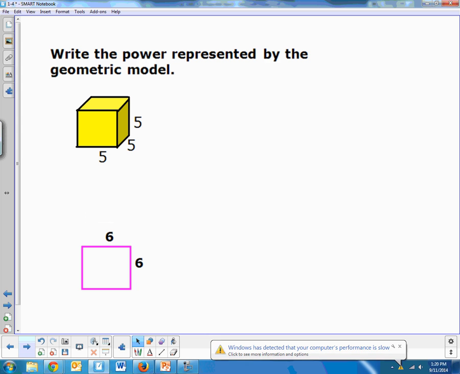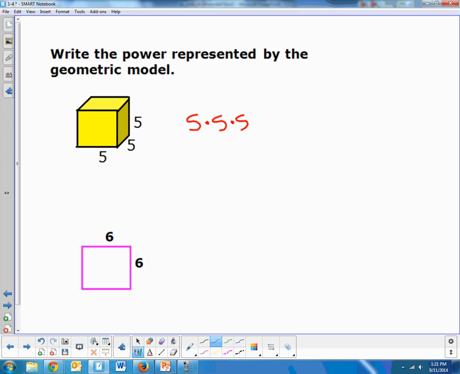Moving on though, so that was some vocabulary. Part of your assignment and part of your pre-test, post-test, etc. will say write the power represented by this geometric model. So we've got this geometric model, this geometric shape, either 2-dimensional or 3-dimensional. If you look, we've got a cube, and all the sides are 5. So if we wanted to find the volume of that cube, we would do length times width times height. So we'd have 5 times 5 times 5. And I know, based on that last screen, that I can rewrite that as 5 to the third power, or 5 cubed. We take that side length, and since it's a cube, we would have 5 cubed, 5 to the third power.